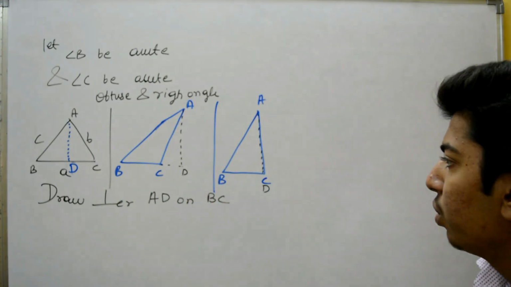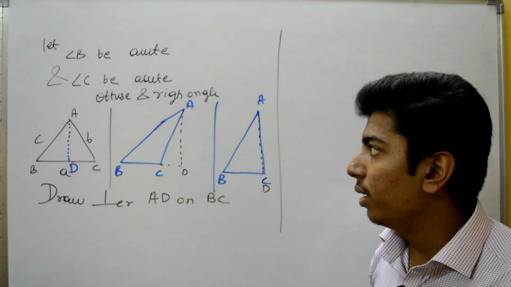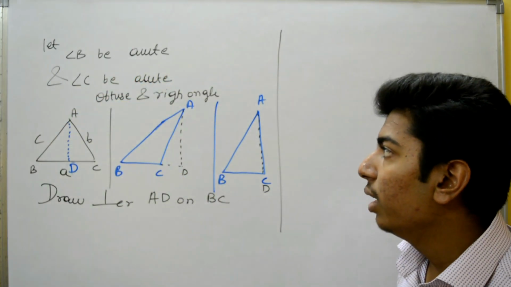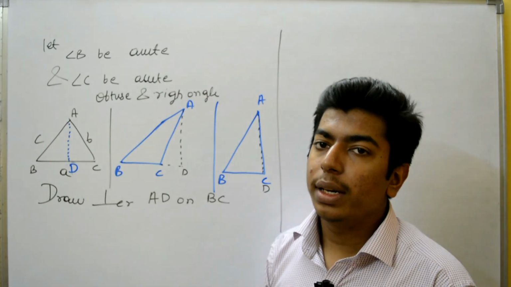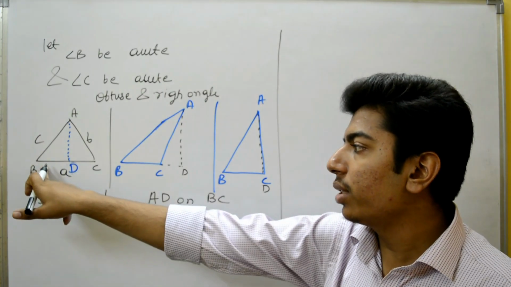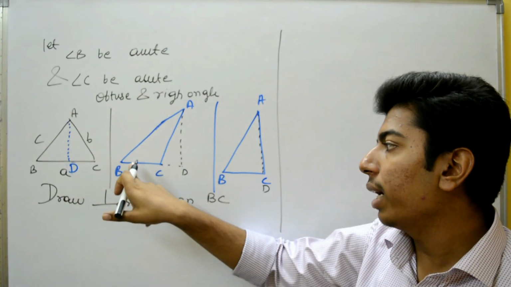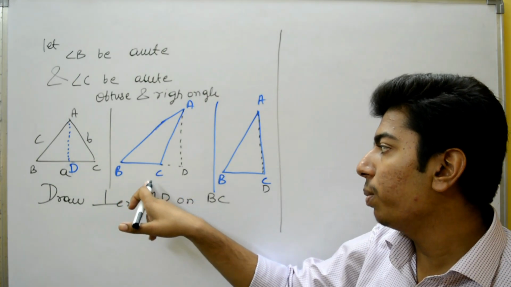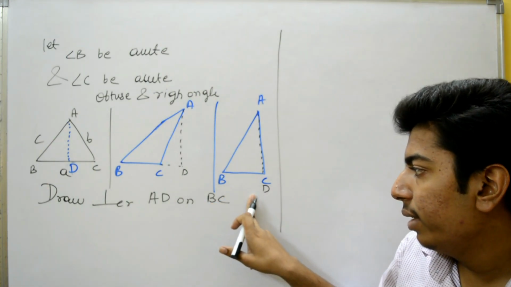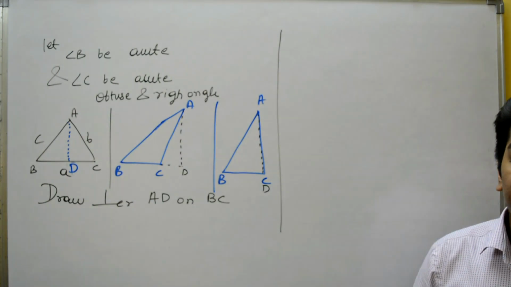Okay. So up to here, let's take a recap. Angle B is acute and angle C is acute, obtuse, or right angle. The first diagram: angle B is acute, angle C is also acute. Second diagram: angle B is acute, angle C is obtuse. Third diagram: angle B is acute, angle C is a right angle.